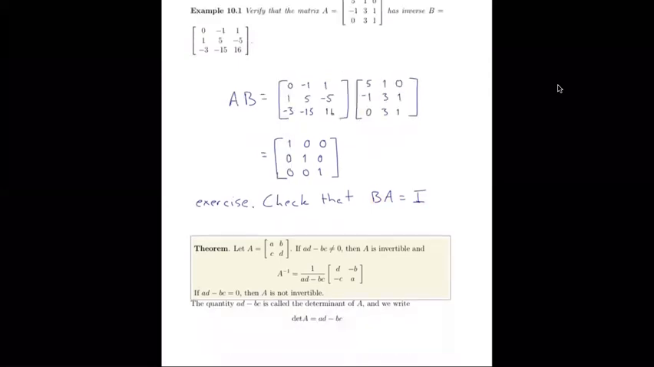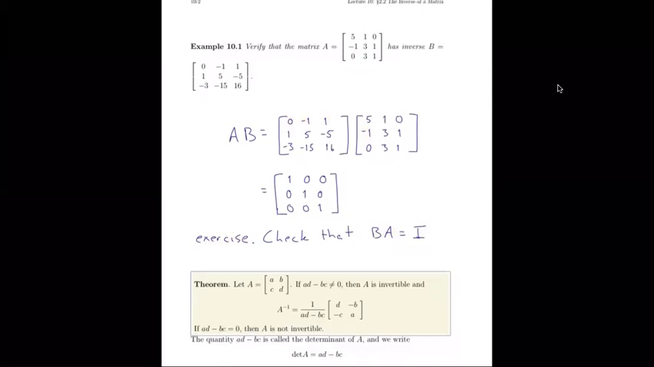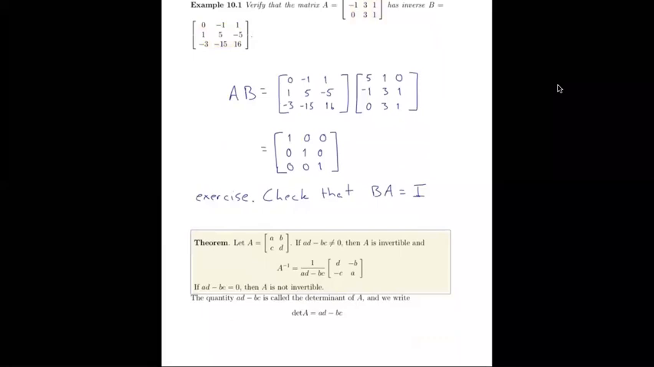Now, that's all well and good. And we see, okay, we can confirm whether or not a matrix has an inverse, but what we'd really like to be able to do is calculate the inverse, right? We want to know how to find such a matrix B as in this example. So one of the simplest cases is the 2 by 2, and that's where we have a matrix A with entries a, b, c, d, reading along the rows. And the theorem here tells us that if a times d minus b times c is non-zero, then A is invertible, and A inverse is given by this formula here.